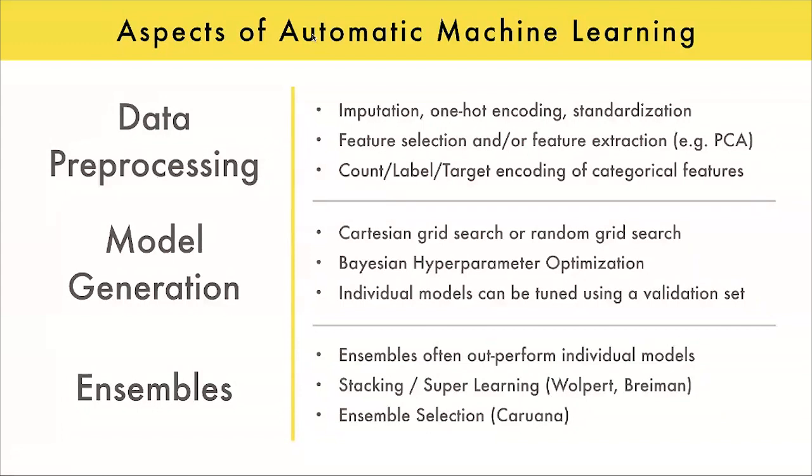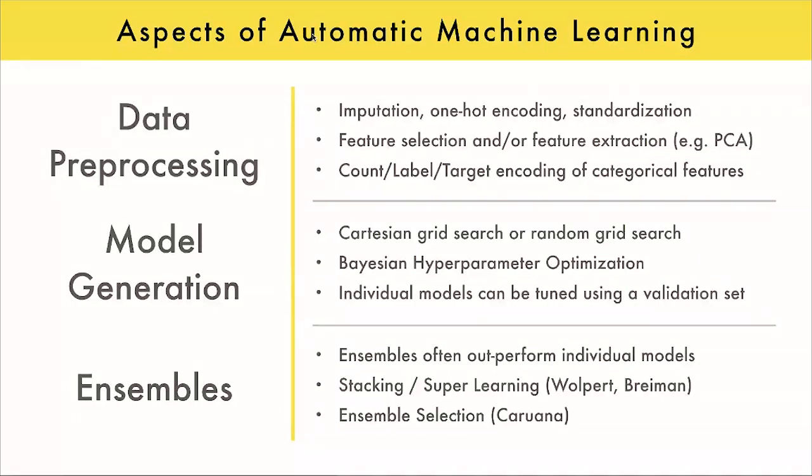Then in terms of model generation, there are a lot of different ways that we can generate models. What we call regular grid search or Cartesian grid search is sort of a standard, and then we could have a version of that called random grid search or random search, where you randomly sample from a grid, or you randomly sample from a parameter space to train models. And then another technique is called Bayesian hyperparameter optimization.